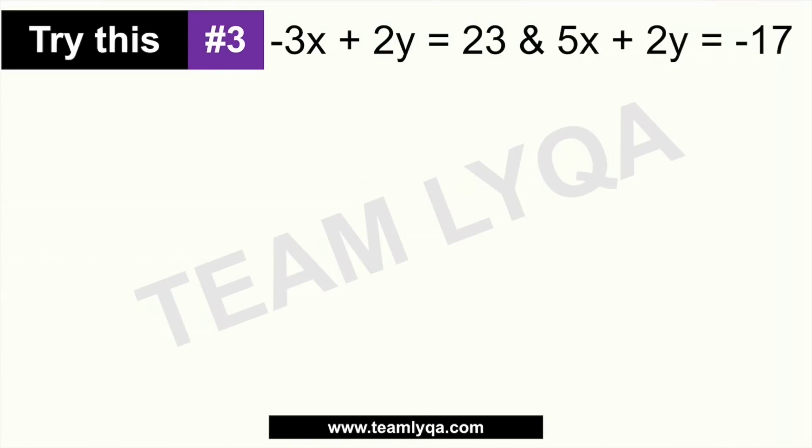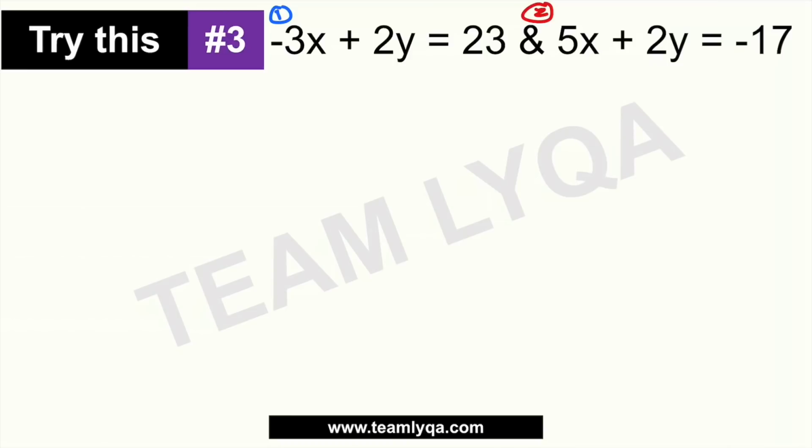Okay? Doon na tayo sa last one. We have negative 3x plus 2y is equal to 23 at saka 5x plus 2y is equal to negative 17. Ito mas komplikado na kasi magiging fraction na yung sagot, whether ang kukunin mo ay x o y. Pero okay lang yan. Itutuloy lang din natin.